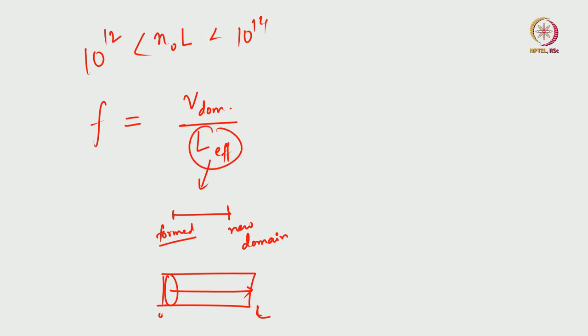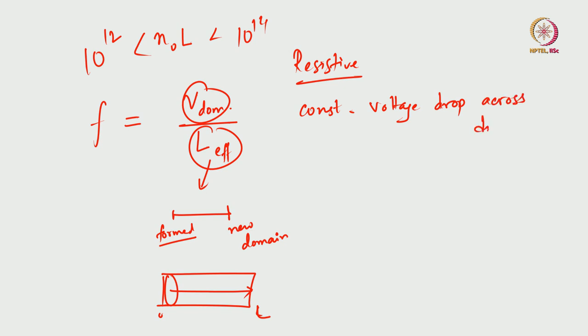So L effective is the distance that the domain will move from the time a domain is formed to the time a new domain is formed, and V domain is the domain velocity. This is the frequency of oscillation. However, if the circuit is resistive, what I mean by resistive is that you have a constant voltage drop across the diode, a purely resistive diode for instance, then the period of oscillation is equal to the time required for the domain to move from cathode to anode, which is the transit time.